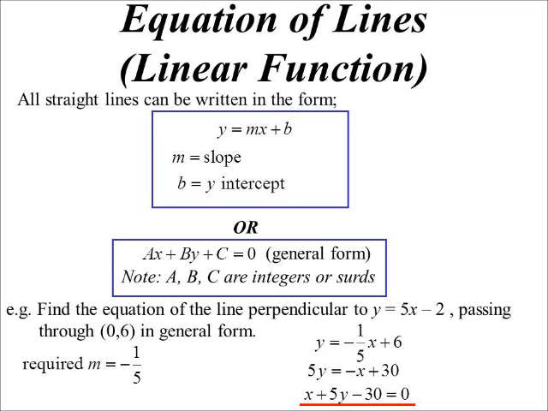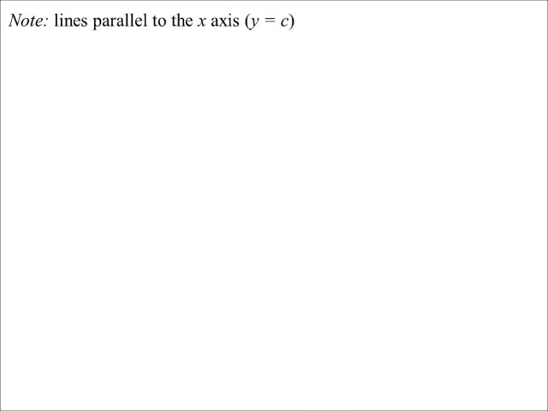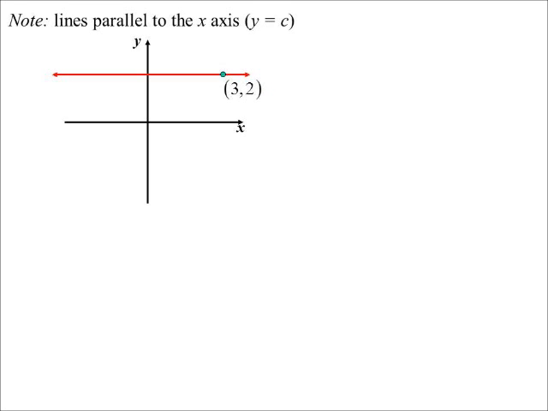Okay. Of course, there are some special lines which we can't necessarily write as y equals mx plus b. Parallel to the x-axis is okay, because of course the slope of anything parallel to the x-axis is 0. So you just don't get the x. So you get y equals some constant number. As an example, oh look, there's a line parallel to the x-axis. Let's say that's the point (3, 2), then it would have the equation y equals 2. Doesn't matter where you go on the line, the y value would be 2.